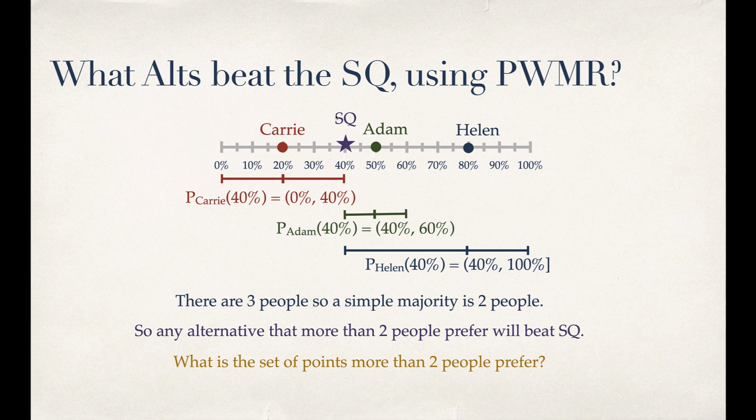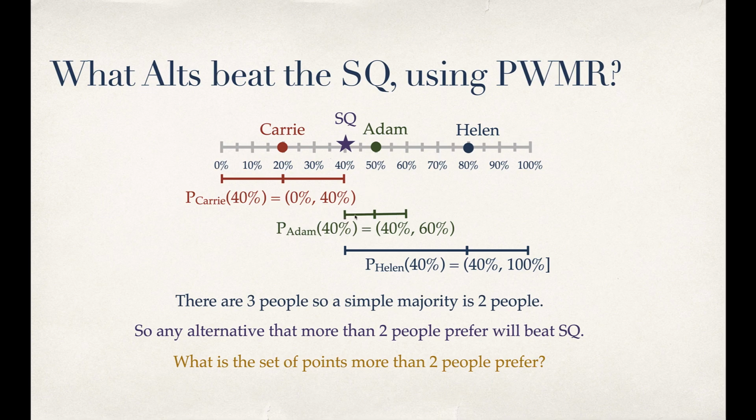This is what Adam prefers to the status quo. This is what Helen prefers to the status quo. This is what Carrie prefers to the status quo. Notice nobody agrees with Carrie. All right, nobody overlaps with Carrie. The thing she prefers to the status quo, nobody else prefers to the status quo. So what we're going to be looking at is over here.